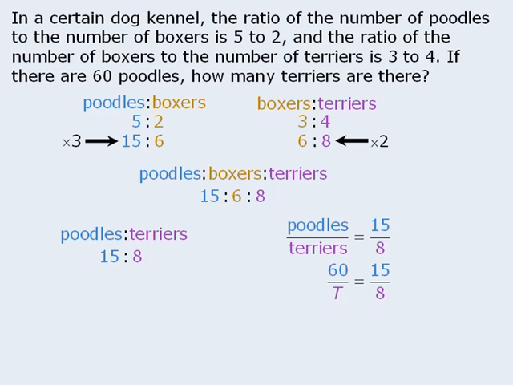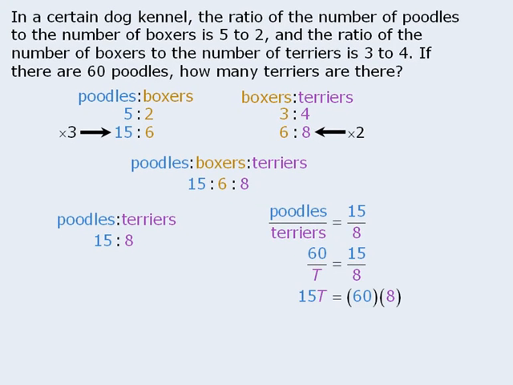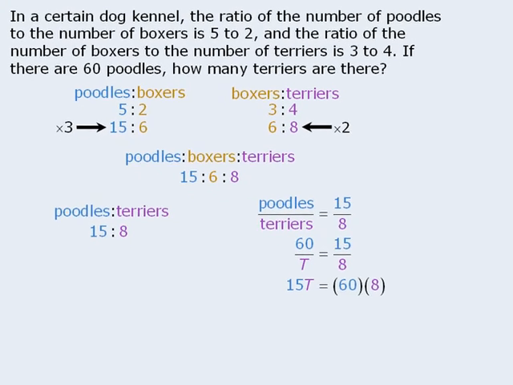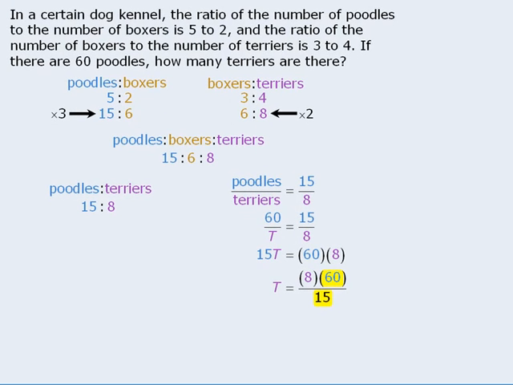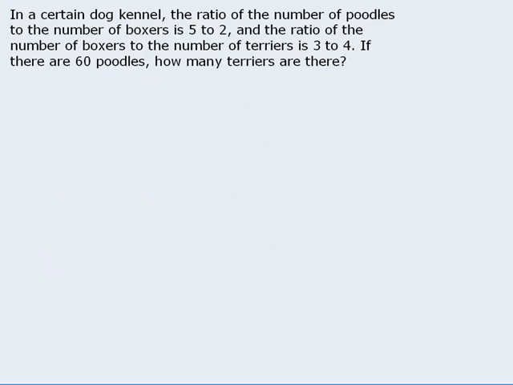We can now solve this equation for t by first cross-multiplying and then dividing both sides by 15. From here, we can save ourselves some time by recognizing that we can simplify 60 over 15 to be 4 over 1, and now when we evaluate this, we get t equals 32. Since t represents the number of terriers, we now know that there are 32 terriers. Alright, that was the first approach.